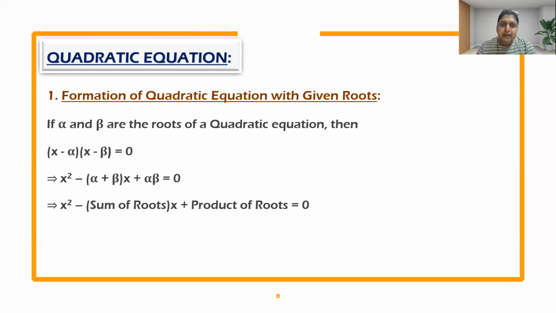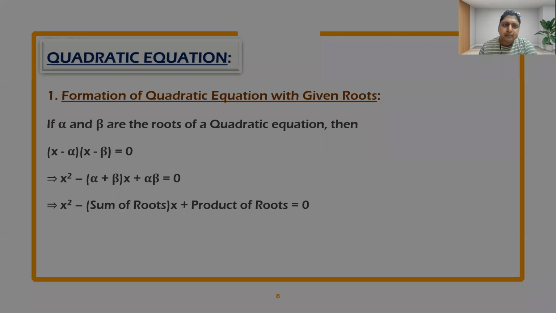That means alpha plus beta is the sum of roots, and alpha multiplied by beta is the product of roots, and we have read earlier that alpha plus beta is equal to minus b upon a, and alpha beta is equal to c upon a. If we put those roots in, then it will automatically give the equation ax square plus bx plus c is equal to 0. So these are the relations between roots and coefficients: sum of roots, product of roots, difference of roots, and these make a quadratic equation.